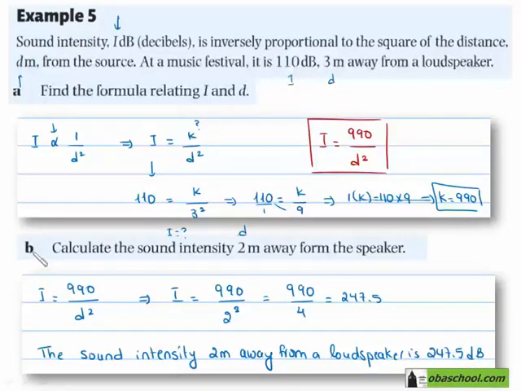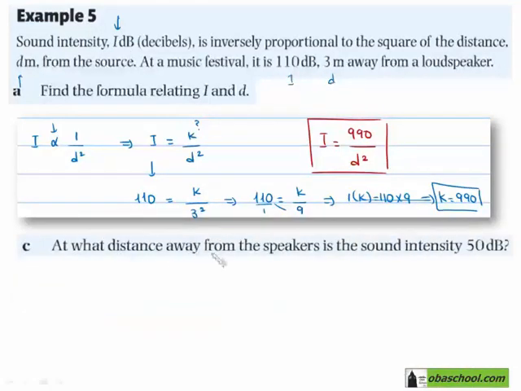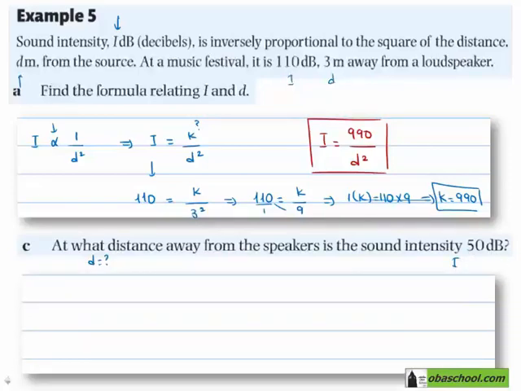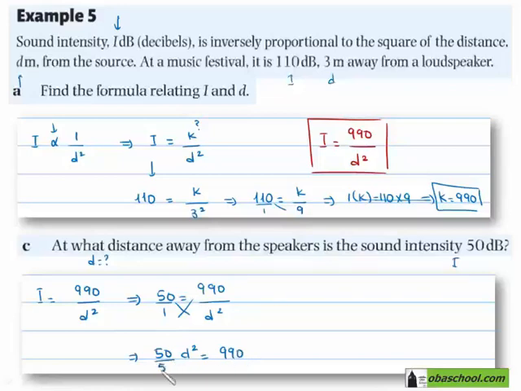Now move on to part C. At what distance away from the speakers is the sound intensity 50 decibels? Now, we have already found k, and that is 990, and now we already have I, and that is 50. So 50 is equal to 990 over d squared. Let's do some cross multiplication. 50d squared is equal to 990. Divide both sides of the equal by 50 to isolate d squared.